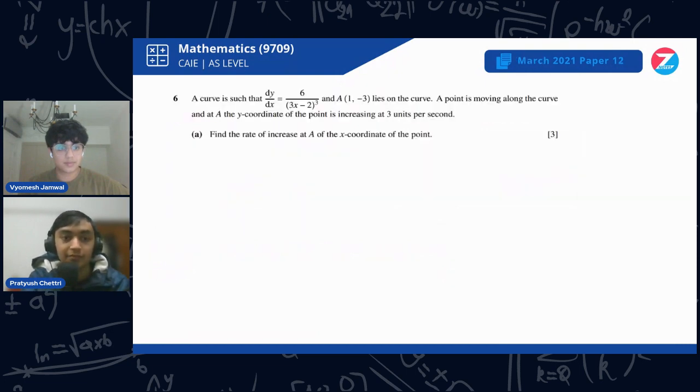Okay. I think this is our last question. Yup, would you do the honors? Sure. So a curve is such that dy upon dx is equal to 6 divided by (3x minus 2) cubed. And A lies on the curve. A point is moving along the curve at A. And at A, the y-coordinate of the point is increasing at 3 units per second. Note that down. So we're saying that dy upon dt is 3.